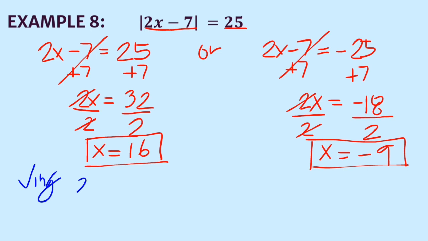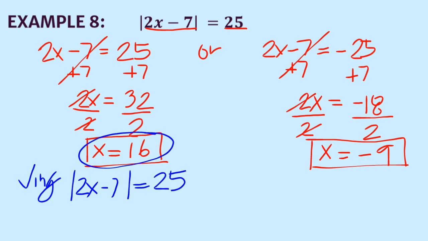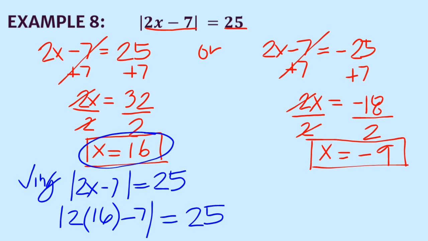And doing the checking, you have to copy the original equation. And let's substitute first the value of x. So 2 times 16 minus 7 is equal to 25. Okay, let's continue it here. So what is 2 times 16? It is 32.